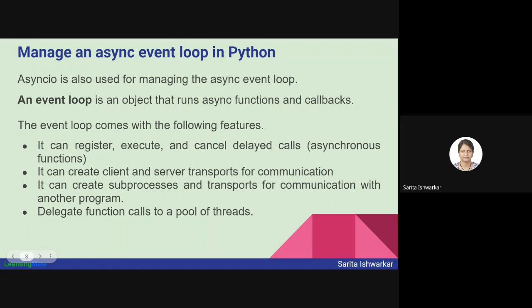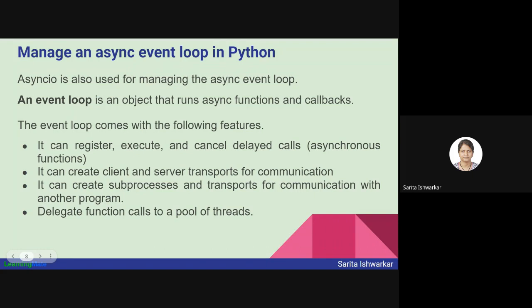To implement a more advanced server, we will need lower level access to the event loop. We will need to work directly with the event loop internals. The event loop comes with the following features. It can register, execute, and cancel delayed calls. It can create client and server transports for communication. It can create subprocesses and transports for communication with another program. It can delegate function calls to a pool of threads.